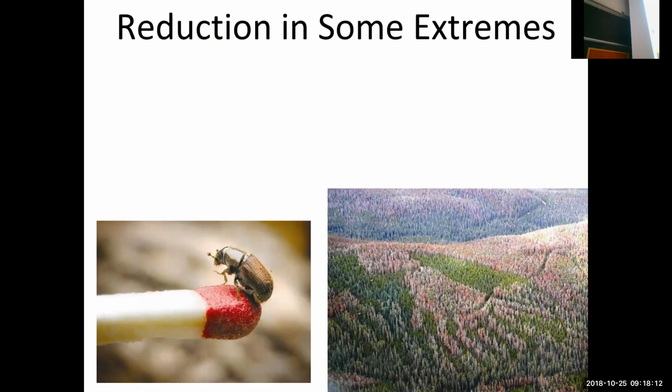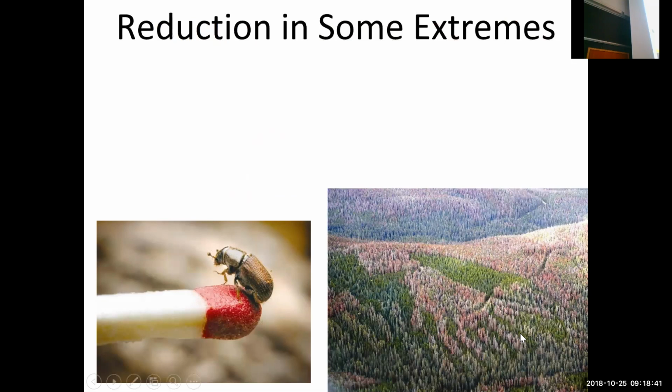Now, in some cases, there may be a reduction in extremes that actually leads to ecological consequences. And so here's an example of this little insect. This is a beetle, and it's called a bark beetle. You can get a sense of its size because it's standing on this match head, and it's pretty tiny compared to the match head. But this bark beetle is responsible for destroying vast areas of western forests.